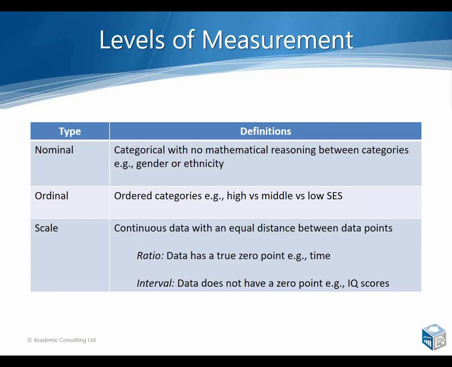Interval level data doesn't have a 0 point, so there's still equal distances between the scores, but there's technically no 0 point on the scale. And my favourite example of this is IQ. So with IQ, it's a standardised test, and there are equal distances between the points. The distance between someone who has an IQ of 90 versus an IQ of 100 is exactly the same as the distance between an IQ of 100 to 110.